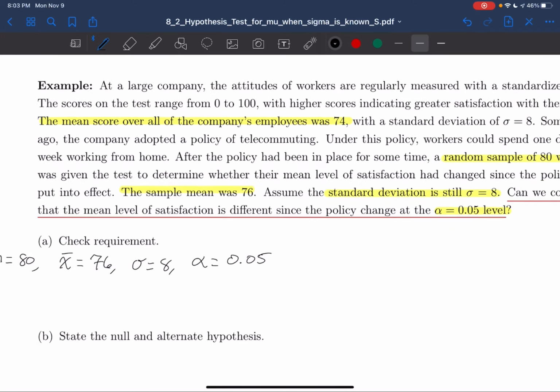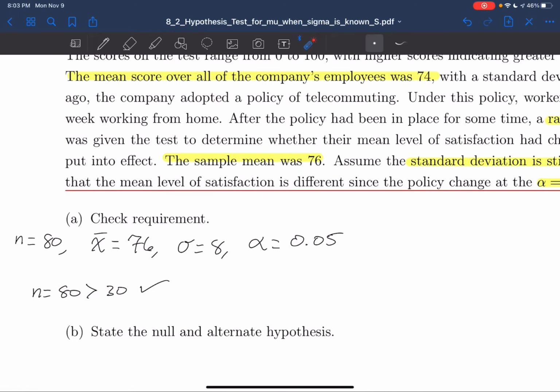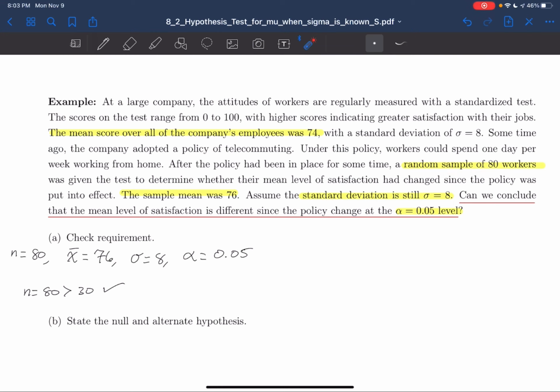So notice that our sample size n, which is equal to 80, is greater than 30. So that means that our sample mean distribution is approximately normal. So that checks one of the requirements. We also know that we have a simple random sample, and our population standard deviation is known. So we're good to go.